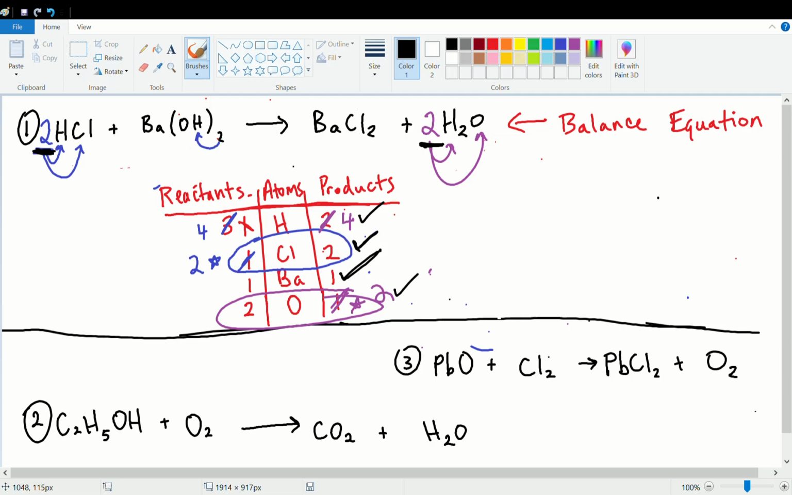So what we can do is we can use these types of tables called reaction, atom, and product tables, or RAP tables. And what I'm going to encourage that you do is make sure that the thing that is the most complicated to balance, always save it for the last thing to balance. Because sometimes by balancing the other atoms, you're able to balance that one as well.